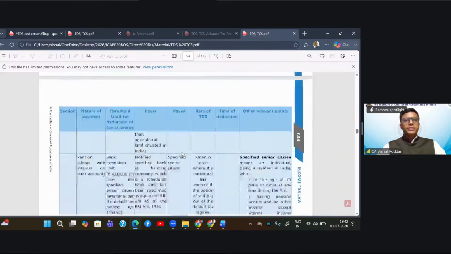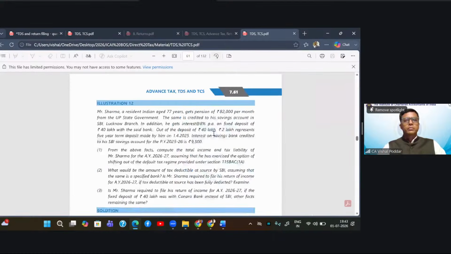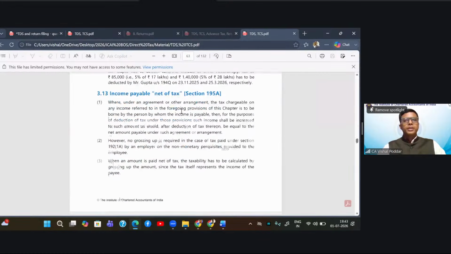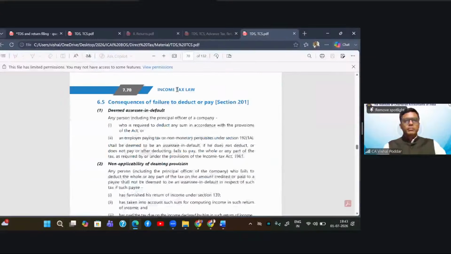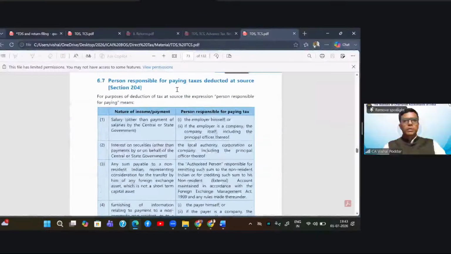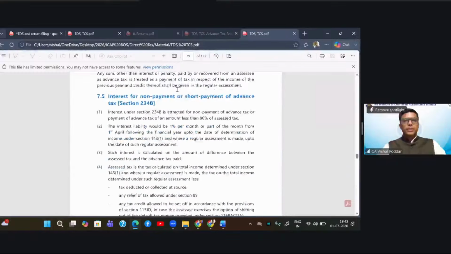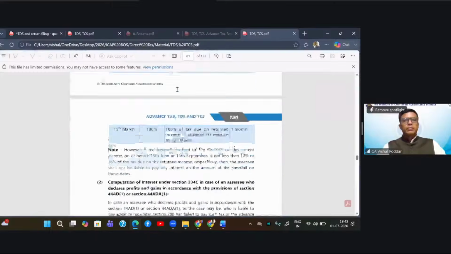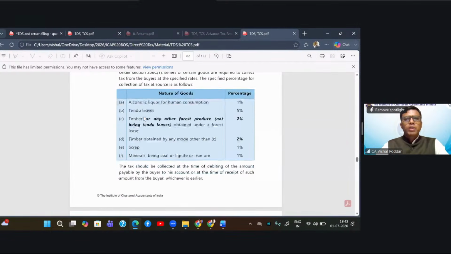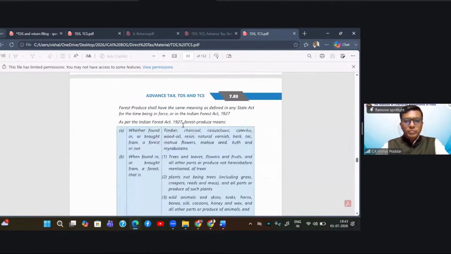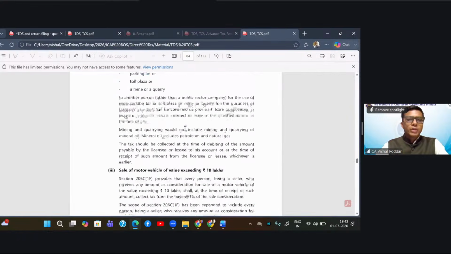Now let us check TCS. In TCS, interestingly, there are two sections. First is sale of certain goods. Is a motor car falling in this? No, so this is out of the question. Then comes lease or license of a parking lot. There is no lease or license in this.